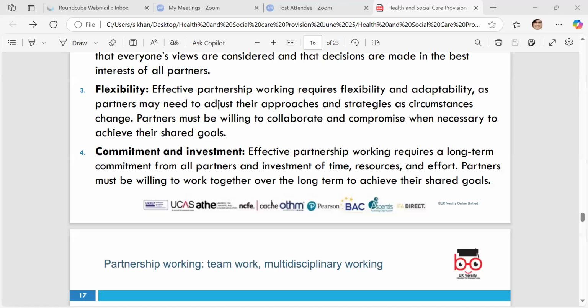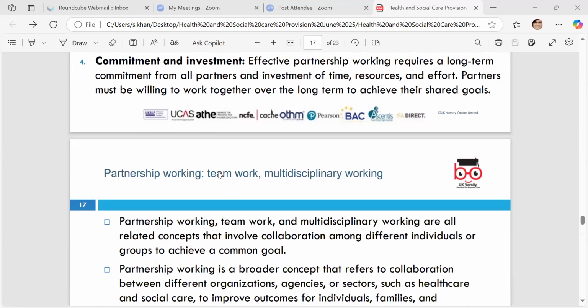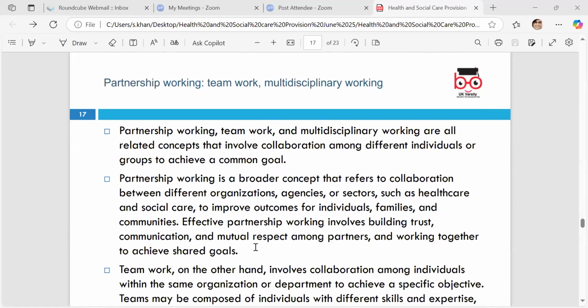Mugar, why do you think it's so important to have commitment and investment into a partnership? Because if you're not committed to something, you won't do it in the right way. Yes, excellent. If you are not committed to something, you will not do it in the right way, and then you will fall back. So you need to make sure you are committed.